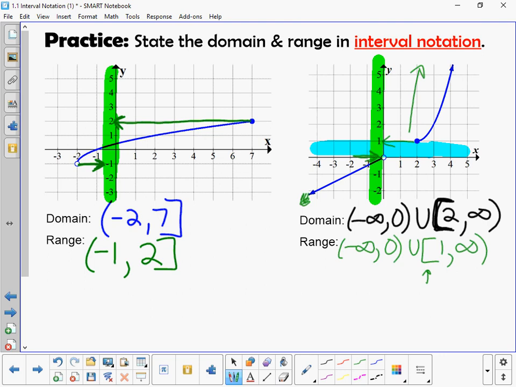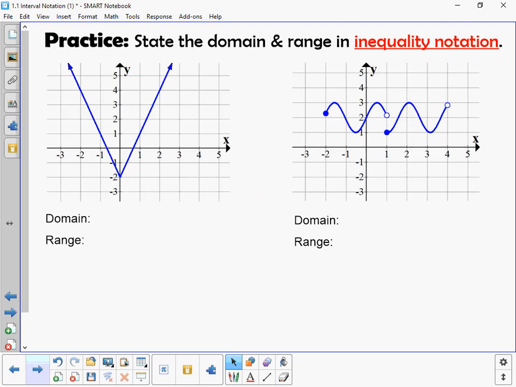All right, so there's two graphs with the domain and range in interval notation. And some of these graphs are a little bit tricky, but we'll be using interval notation throughout the year, and you'll be an expert soon enough. All right, so these two we're going to write in inequality notation, which I think is a little bit trickier.